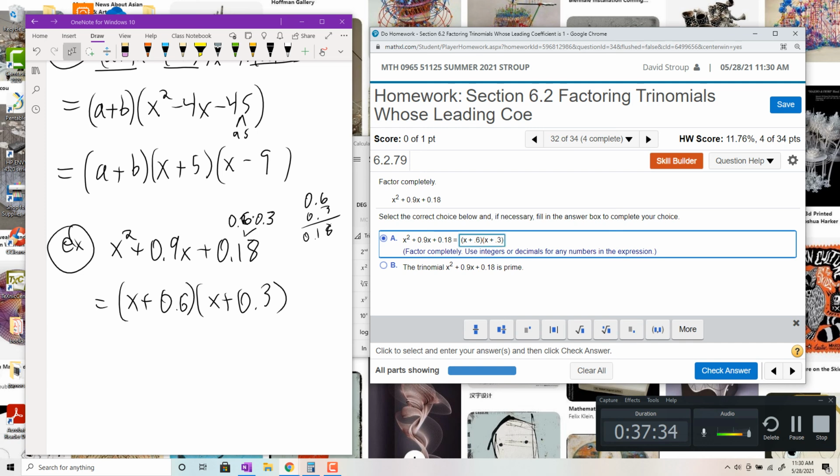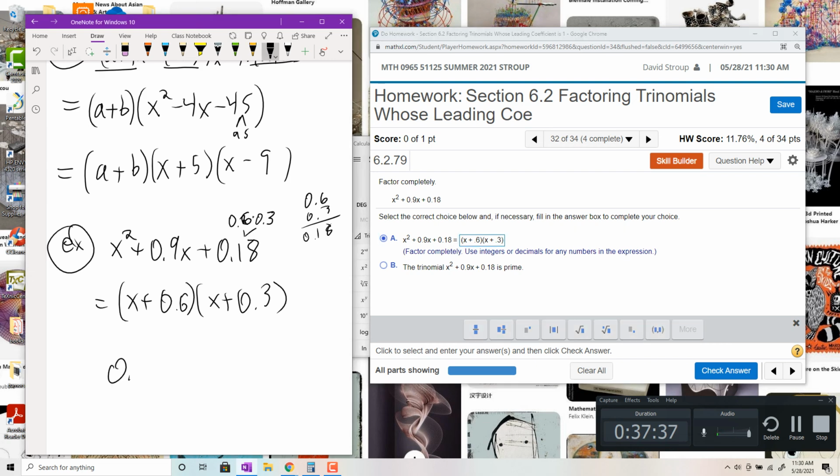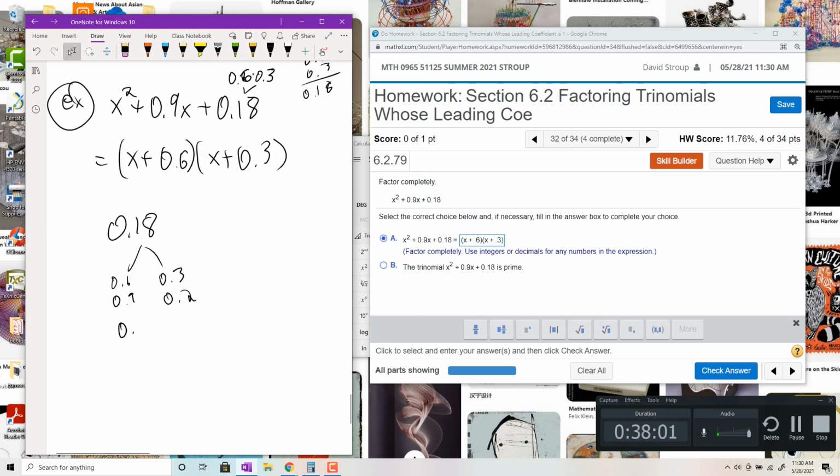So how did I get 0.6 and 0.3? When I'm thinking of 0.18, you can kind of think of it just as 18. And 18 would be like 18 and 1, and then 6 and 3, the only factor 9 and 2. But because we have 0.18, you got to make it 0.6 and 0.3, or 0.9 and 0.2, or 1.8 and 0.1, I guess would be how it would work.